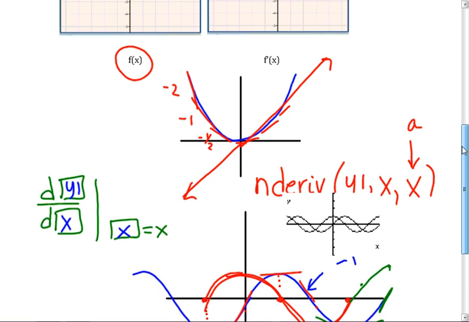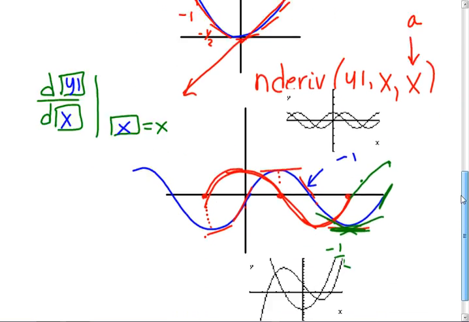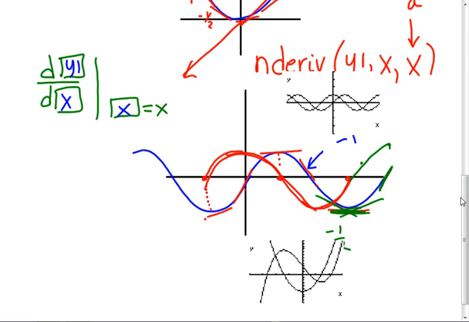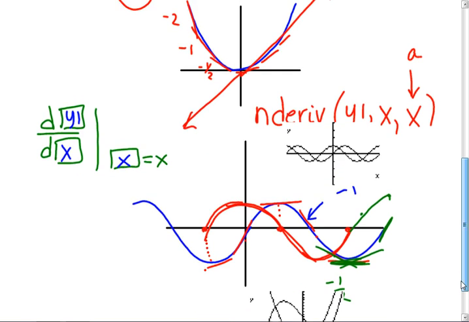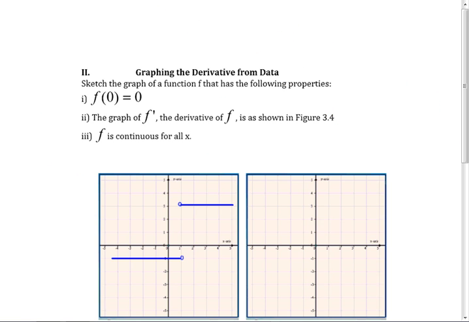Okay, ready? Missing somebody in the front. Okay. Now, is that it? I think that was it on that one. Yep. Now, turn your page over.